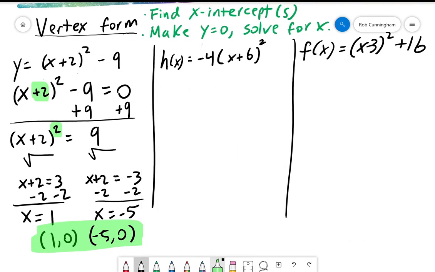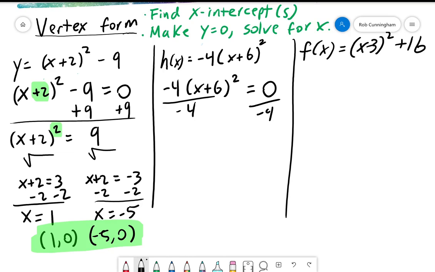Let's try another one. h of x equals negative 4 times (x plus 6) squared. Lovely. So negative 4 times (x plus 6) squared would then equal 0. Again, y equals 0. I'm going to start by dividing both sides of the equation by negative 4. On the left side it cancels. On the right side, 0 divided by negative 4 is still 0. So I get (x plus 6) squared equals 0.